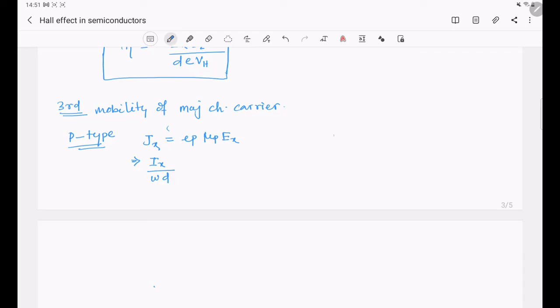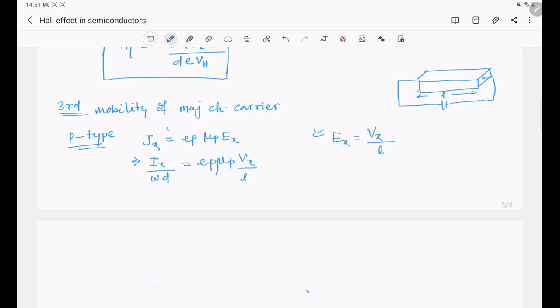And what is this Ex? This is the electric field generated due to the voltage supply Vx, and this voltage is applied across the length, if you remember. So, here the distance will be L. So, Ex is equal to Vx by L. Let us replace this value of Ex in this equation. So, Jp is equal to e p mu p into Vx divided by L.